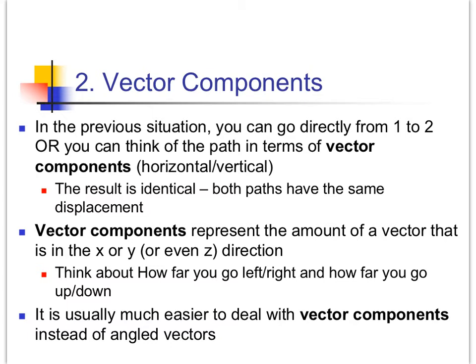As we just said in the previous slide, if we're walking along that path from 1 to 2, we have a few options. We can either walk directly from 1 to 2 along that black path shown, or we can walk some distance east and some distance north. All right, and what we're really doing there is introducing the idea of vector components. Instead of walking at an angle, we're breaking it down into walking some amount east-west horizontally and some amount north-south vertically. And we end up with the same result. We end up with the same overall displacement.